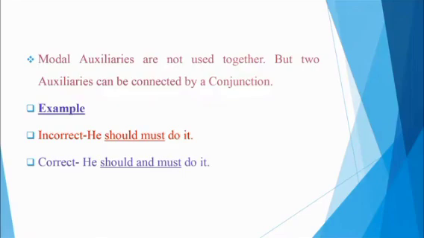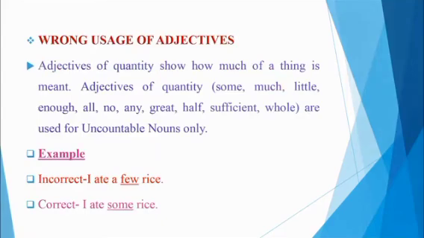Here, should and must are two modal auxiliaries, so they are not used together. Here, should and must are two auxiliaries connected by a conjunction, and so the correct sentence is he should and must do it. Next, we are going to see wrong usage of adjectives.